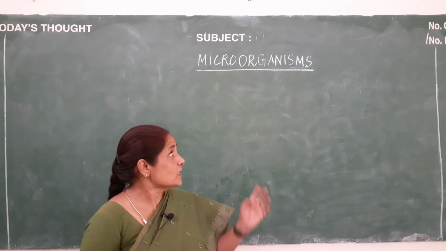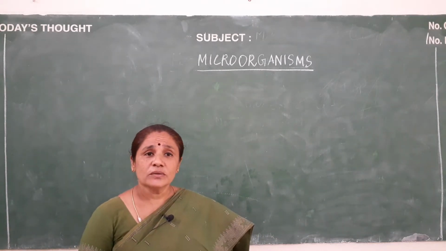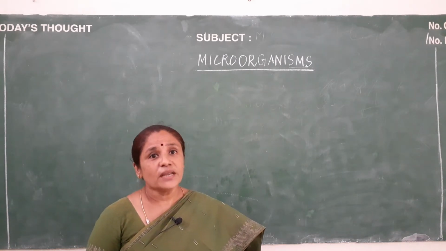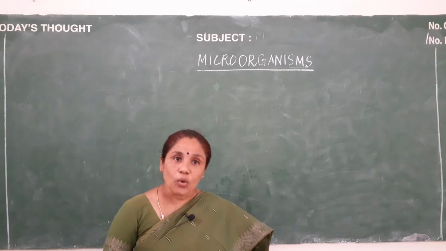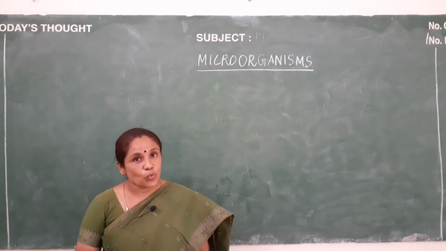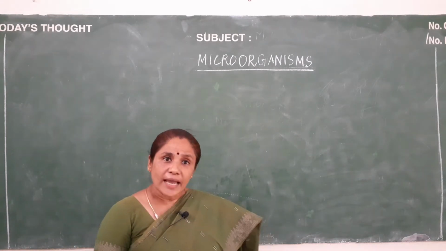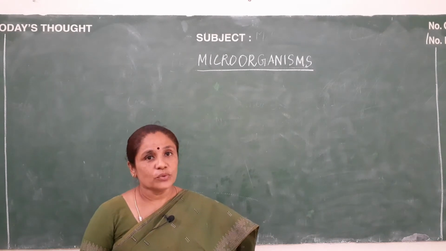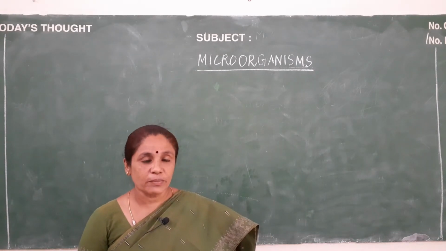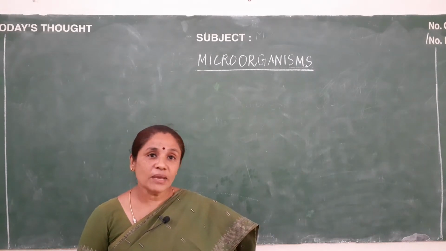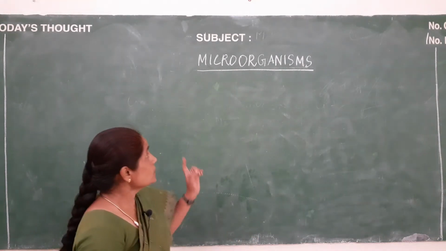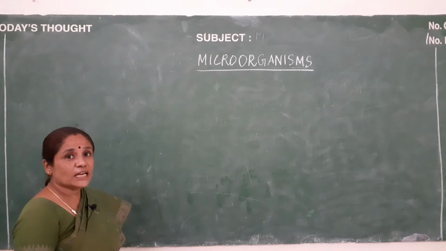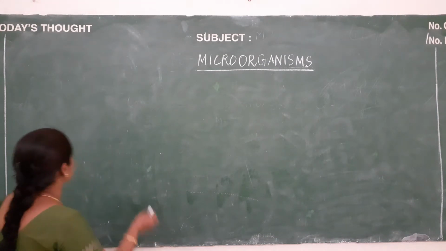Now, where are these microorganisms found? Yes, they are found in air, water and soil, and not only that, they are also found within our own body. Are they active all the time? No, they are active only under favorable conditions, and they remain inactive under unfavorable conditions. And these microorganisms are basically classified into 5 groups.